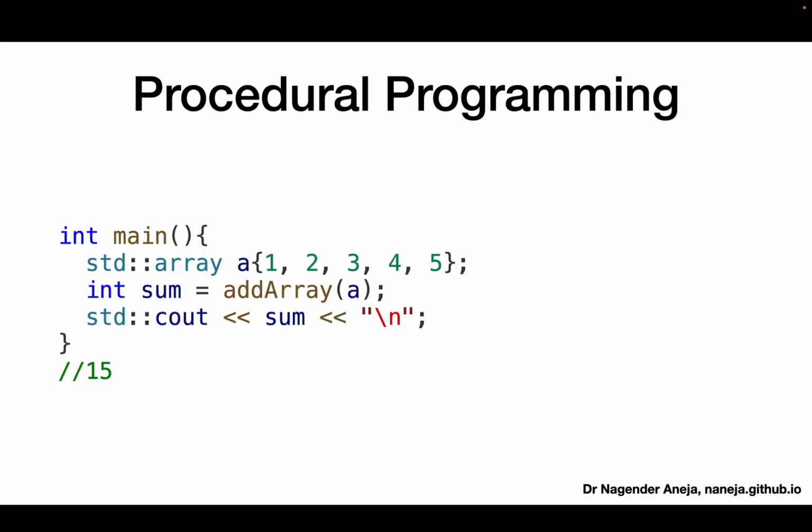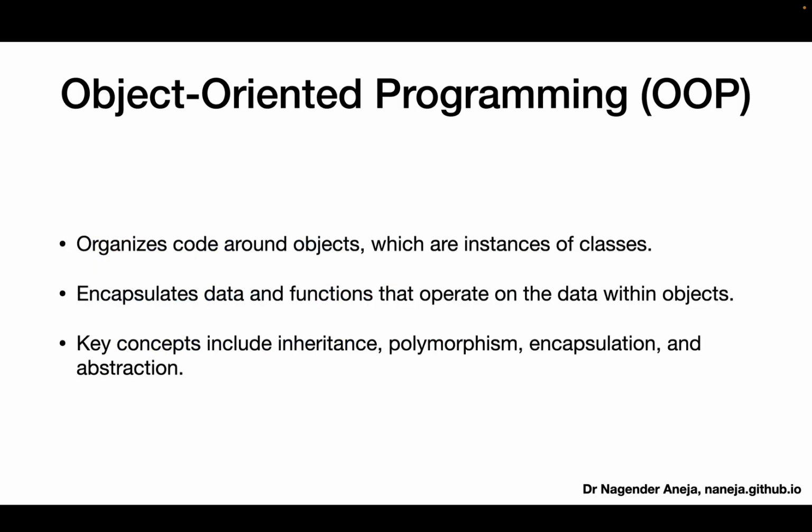And in the main, we can use this. We have an array, and we can pass this array, and then we can get the result, right? So this is an example of procedural programming.